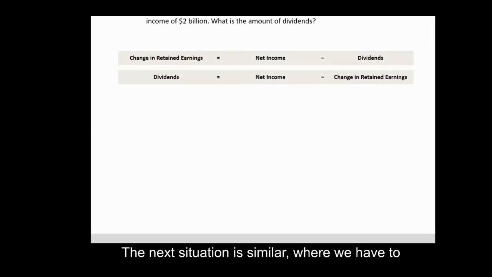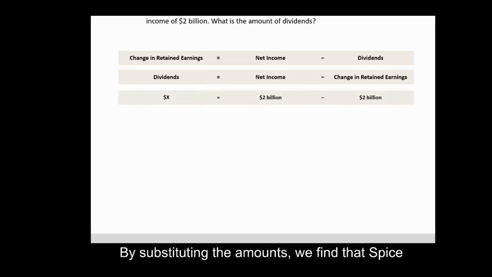The next situation is similar, where we have to calculate the amount of dividends. We are given the change in retained earnings and net income. By substituting the amounts, we find that Spice did not pay any dividends during the year.